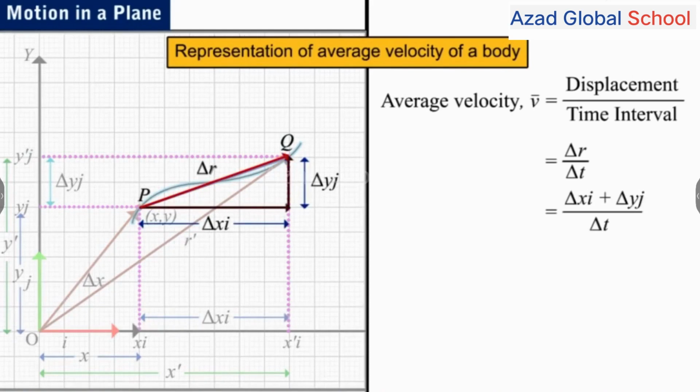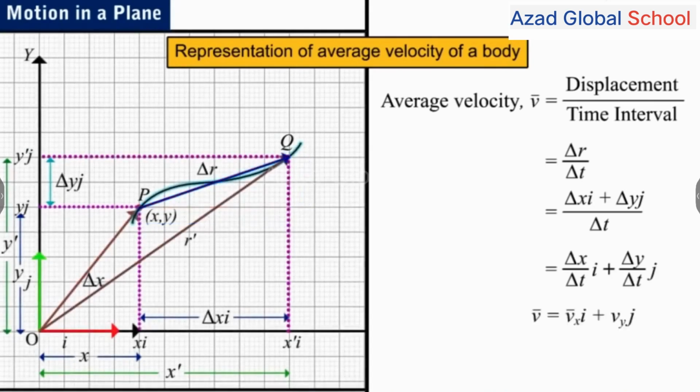Delta r is substituted by delta x i plus delta y j. On simplification, we get v bar x i plus v bar y j. The direction of the average velocity is the same as that of delta r.